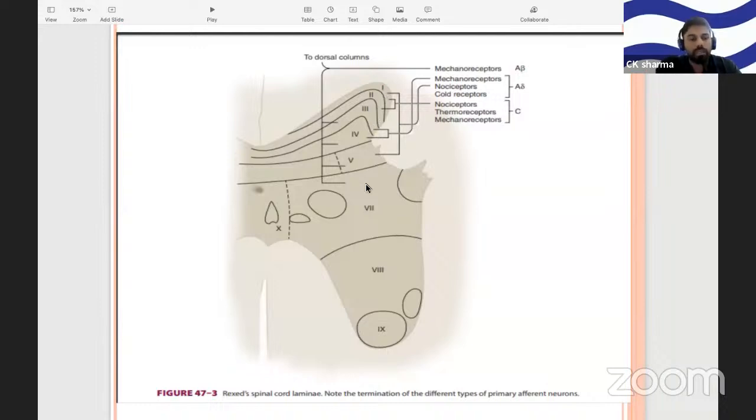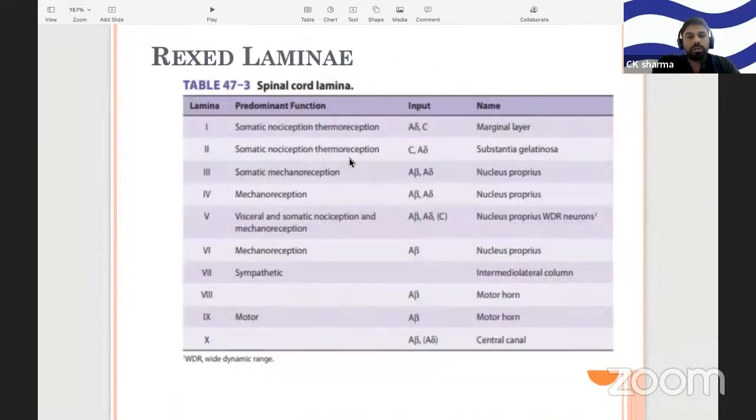First and second lamina carry somatic nociception and thermoreception, and third and fourth carry mechanoreception, which are present in the nucleus proprius. The fifth lamina is responsible for visceral and somatic nociception and mechanoreception, and they are called nucleus proprius WDR neurons, that is wide dynamic range neurons. So basically, this fifth lamina is very important. It contains the nucleus proprius wide dynamic range neurons. So these are the different Rexed laminae from 1st to 10th.